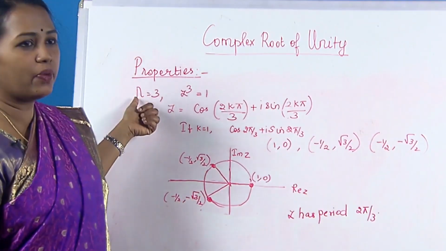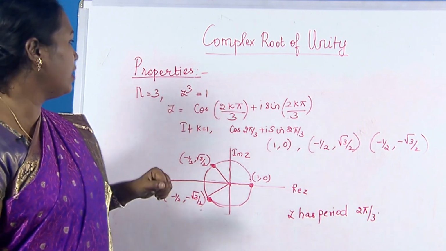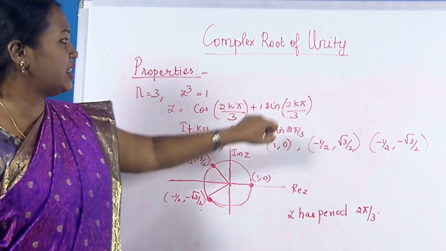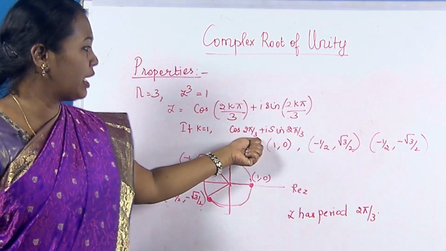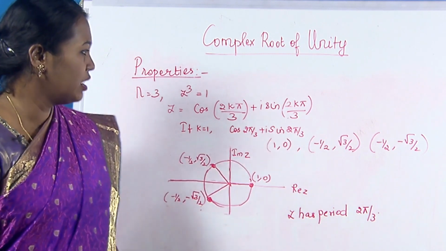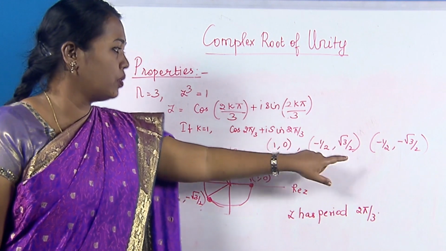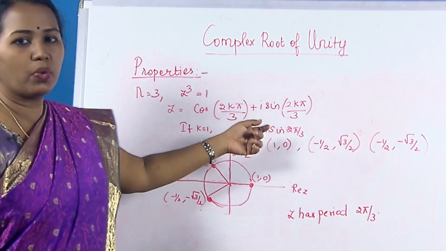Next, we take n is equal to 3. And therefore, the equation is Z cube is equal to 1. Therefore, Z can be written as cos 2k pi by 3 plus I sin 2k pi by 3. Now, when k is equal to 1, it becomes cos 2 pi by 3 plus I sin 2 pi by 3. So, the roots are 1 comma 0, minus 1 by 2 comma root 3 by 2 and minus 1 by 2 comma minus root 3 by 2. So, cos 120 degrees.